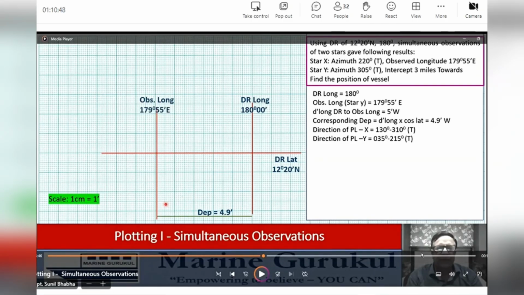Okay, sir. So why is departure between observed long and DR long? Shouldn't it be from the fix? Okay, beta, we have first plotted the DR longitude in our diagram. Now we also want to plot the observed longitude in our diagram. The east-west distance between them has to be the departure. So to know at what distance I should plot my observed long from DR longitude, I have to calculate the departure, beta. Otherwise, how will I plot the observed longitude? How much distance away shall I go? Okay, sir. Okay.